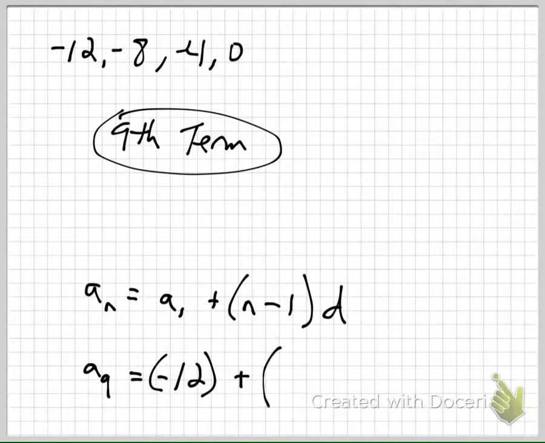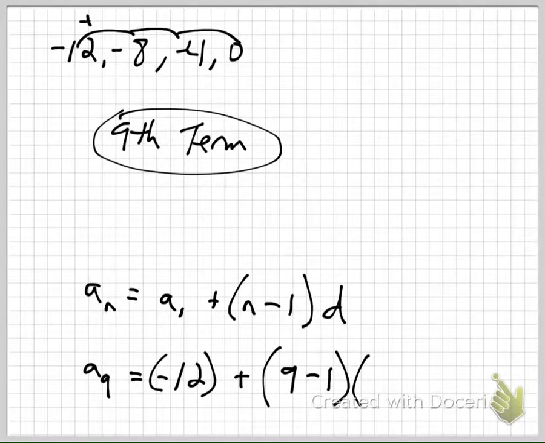Plus, what is n then? If a sub n is the term I'm looking for, what's n? 9 minus 1 times, what is d? The common difference. What is the common difference for this sequence? What's happening each time? Plus 4. So the common difference is plus 4, so it's times 4. Do you see what I just did there? I simply plugged our information into the formula, and now I can solve it.